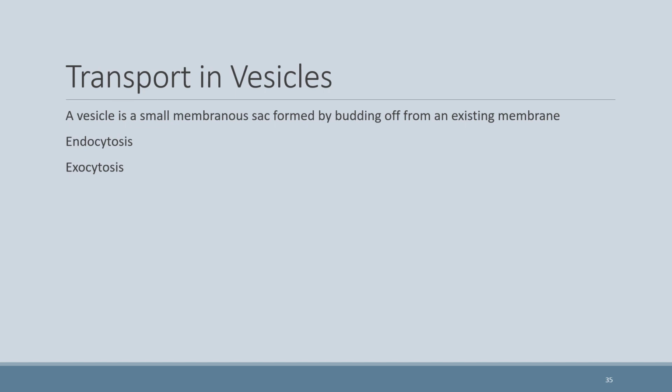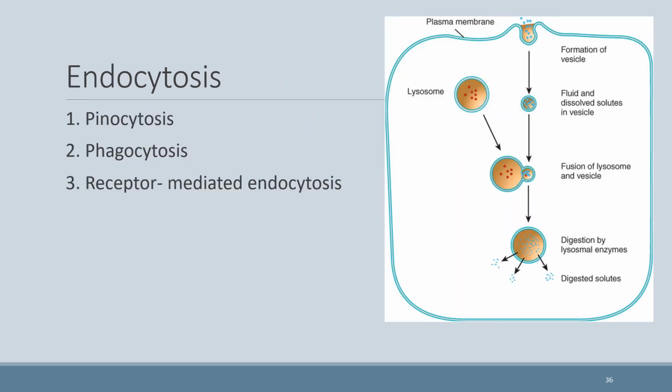Okay, so endocytosis allows us to move things into the cell, and exocytosis is basically the opposite. Exocytosis allows us to get things out of the cell. Okay. A couple different ways in which endocytosis can occur. Again, endocytosis involves things moving into the cell. So we can have pinocytosis. And pinocytosis is when the cell engulfs liquids. So pino means to drink. So this would be allowing us to bring liquids into the cell.